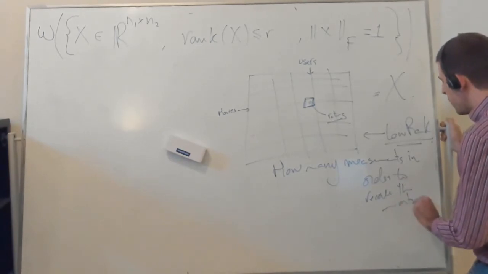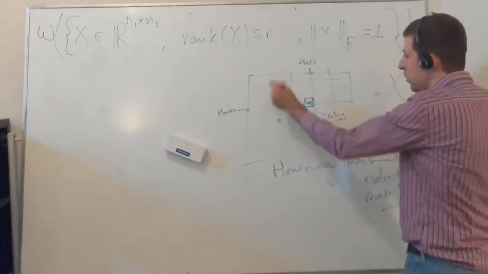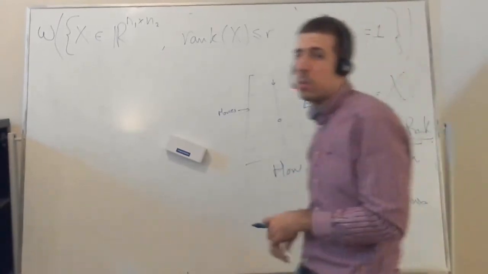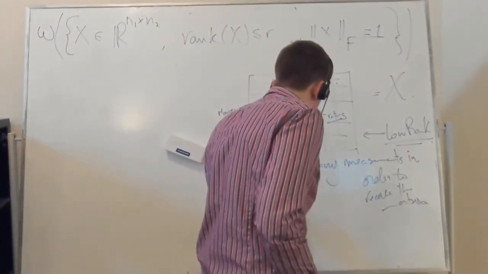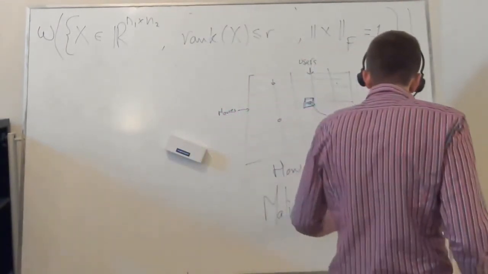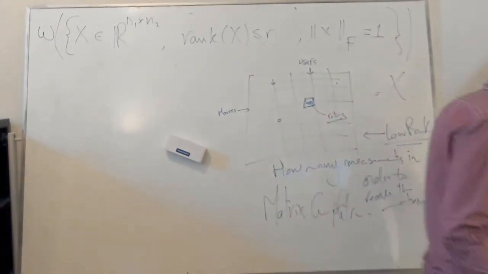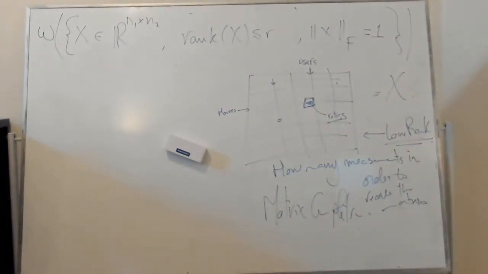Okay, so if your measurements are just entries, right? You see actual ratings, those are the measurements that make sense. Then this is the problem of so-called matrix completion, right? So this is not what I'm going to talk about today. I'm going to talk about a slightly different problem, which turns out will be somewhat related, which is matrix sensing.